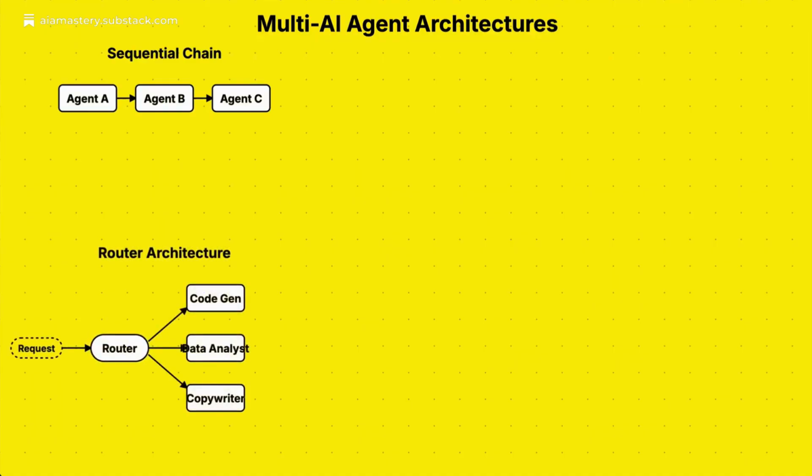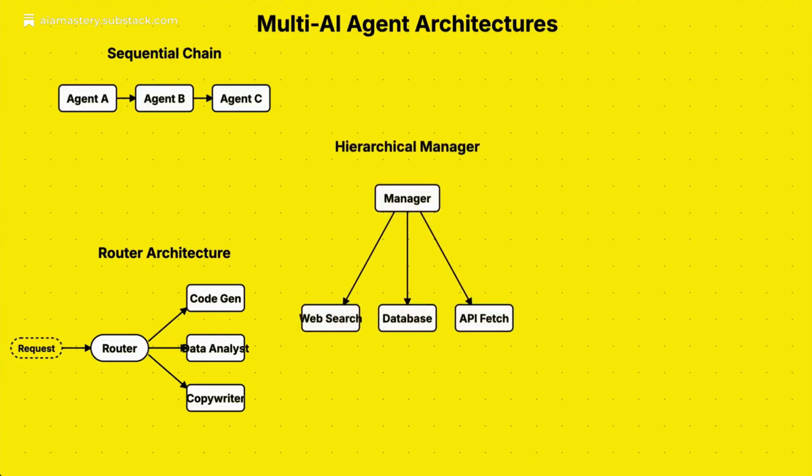The router architecture handles varied requests. A lightweight router agent analyzes semantic intent using zero-shot classification, dynamically routing the payload to the most appropriate specialized agent. These specialized agents, like a code generator or data analyst, execute the task. With highly tuned prompts and specific tool access, they ensure domain-specific accuracy.